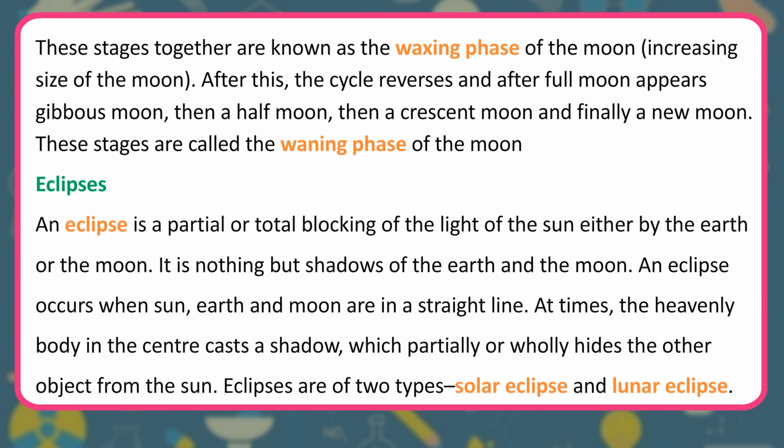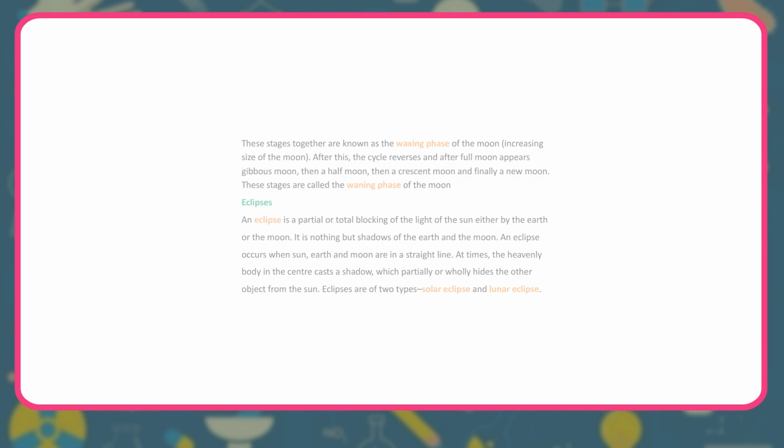Eclipses. An eclipse is a partial or total blocking of the light of the sun either by the Earth or the moon. It is nothing but shadows of the Earth and the moon. An eclipse occurs when sun, Earth and moon are in a straight line. At times, the heavenly body in the center casts a shadow, which partially or wholly hides the other object from the sun. Eclipses are of two types: solar eclipse and lunar eclipse.